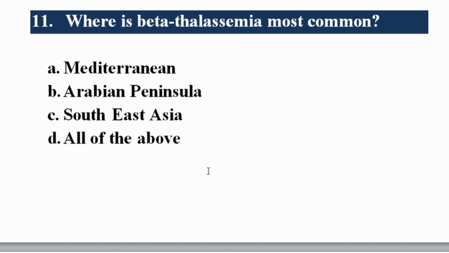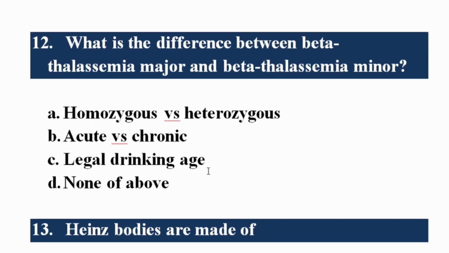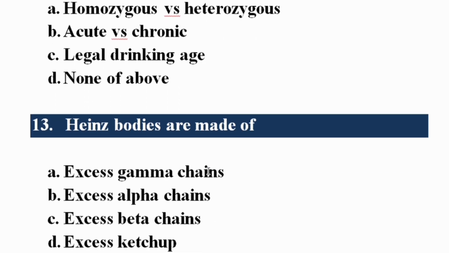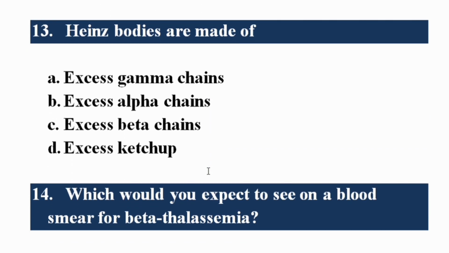Where is beta thalassemia most common? The right option is delta, all of the above. What is the difference between beta thalassemia major and beta thalassemia minor? The right option is alpha, homozygous versus heterozygous. Hemoglobin bodies are made of. Right option is beta, excess alpha chains.